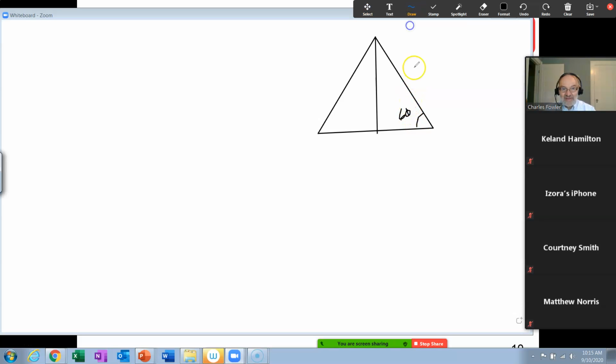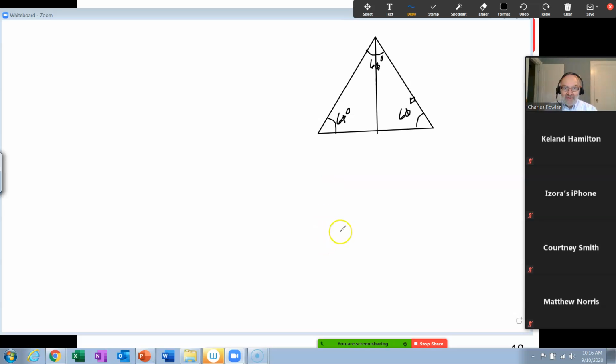This is so aggravating. I try to draw a degree symbol, and if that's 60, then this is 60. It doesn't look like it is, but let's just imagine it is. Well, then the bigger angle up here is also 60 degrees because the sum of the three angles of any triangle is 180. So if two of these are 60, the third one's got to be 60.